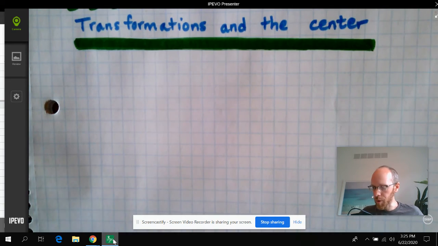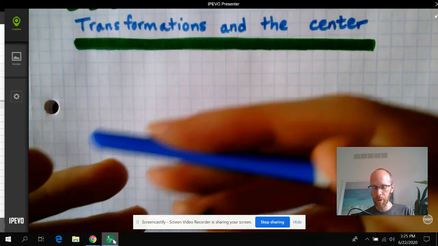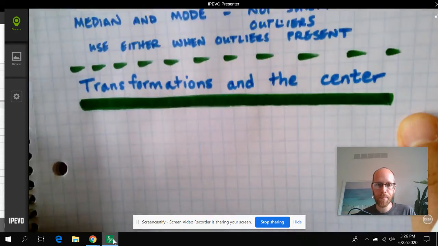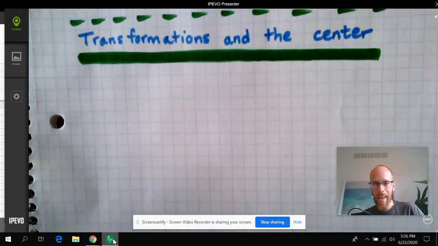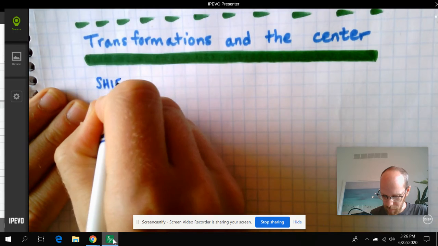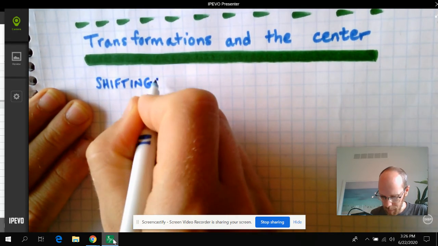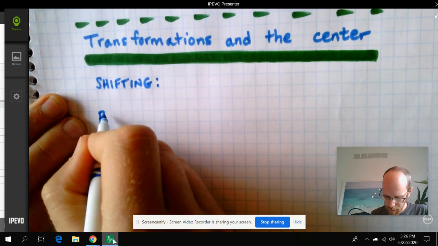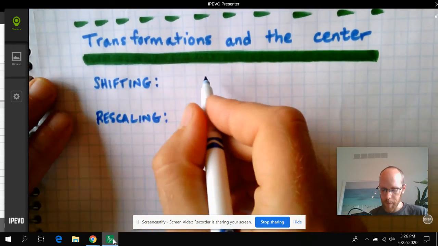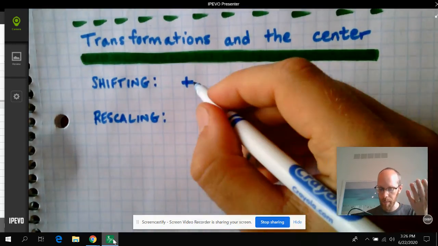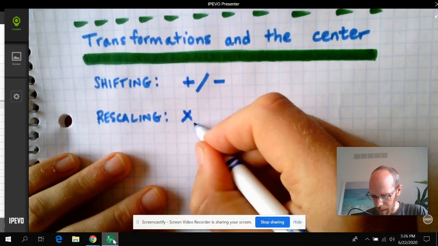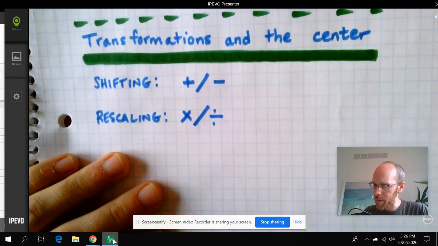When we learn something on Google Sheets, it's time for us to make note of what we learned. So you've got your notebook out, and I'm just filling this out right above where we talked about the outliers. Let's talk about transformations and the center. The first thing that we learned today is that there are two kinds of transformation: shifting and rescaling. Shifting is when we have addition, like adding 10 inches, or subtracting. And rescaling is when we are multiplying each observation or dividing.